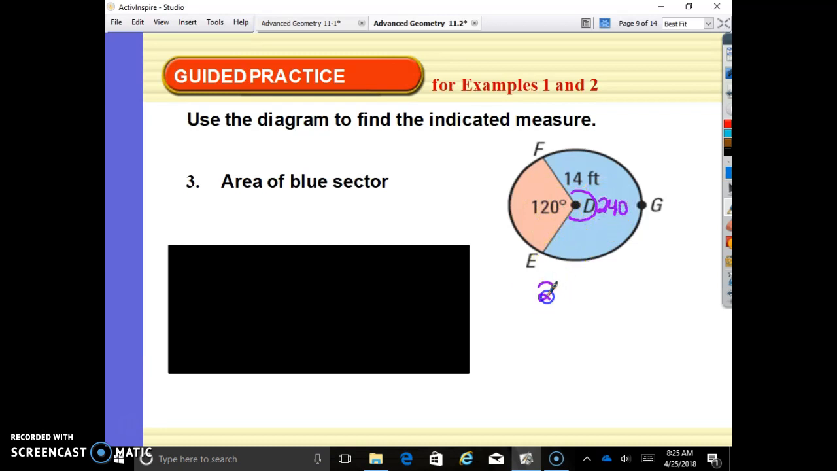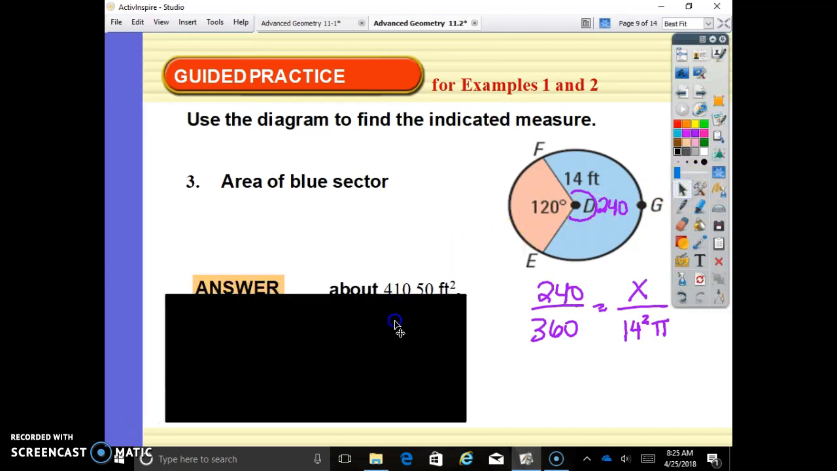240. So we're looking for 240 degrees out of a possible 360 degrees equals what part of the area out of the whole area? Pi r squared. Cross products and solve. 14 squared times pi times 240 divided by 360 equals 410.5. 410.5 feet squared.